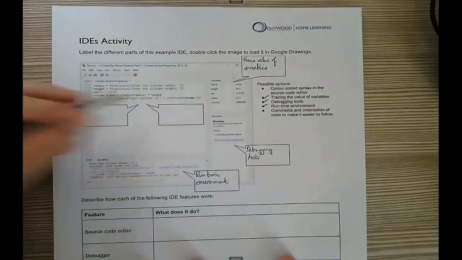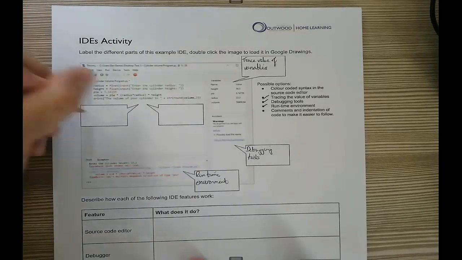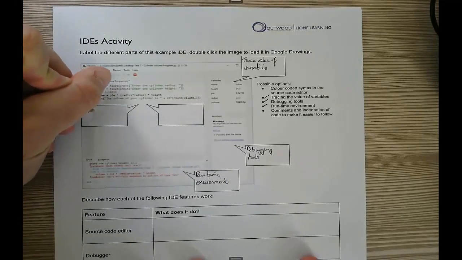And then the last two can really be in any order. This is the source code editor, which is where you can edit your code. And there's lots of different things that happen in here. One of them is you get color-coded syntax.